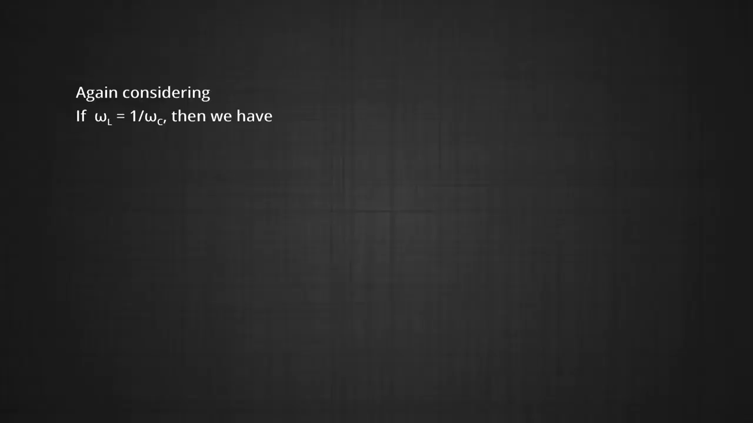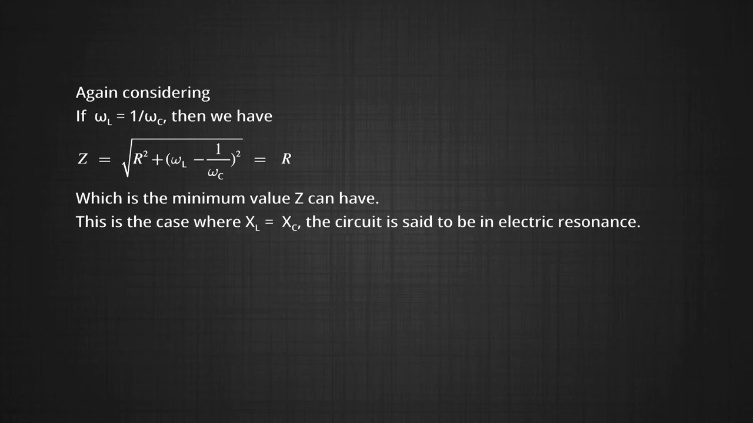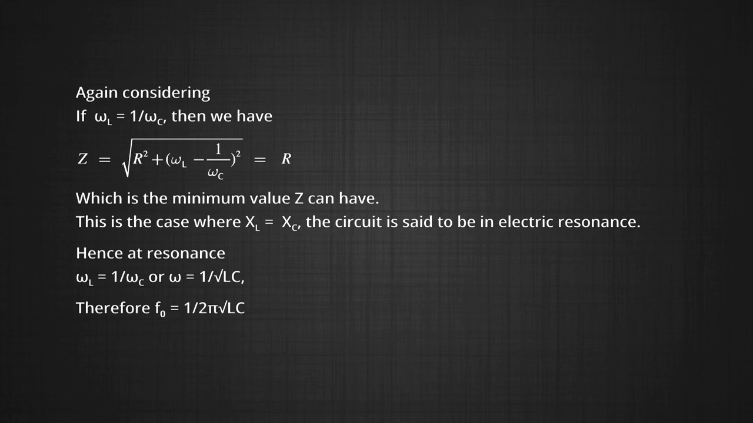Again considering omega L equal to 1 upon omega C, we have Z equal to under root R square plus (omega L minus 1 upon omega C) whole square, which is equal to R. Thus, this is the minimum value Z can have. This is the case where XL is equal to XC. The circuit is said to be in electrical resonance. Hence, at resonance, omega L is equal to 1 upon omega C, or omega is equal to 1 upon under root LC. Therefore, the frequency f is equal to 1 upon 2 pi under root LC. This frequency is called the resonance frequency.